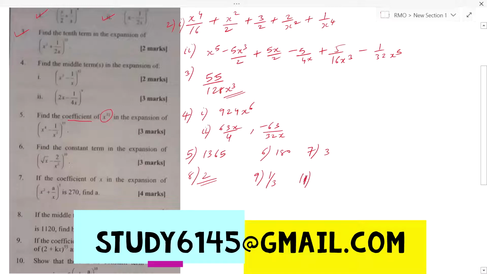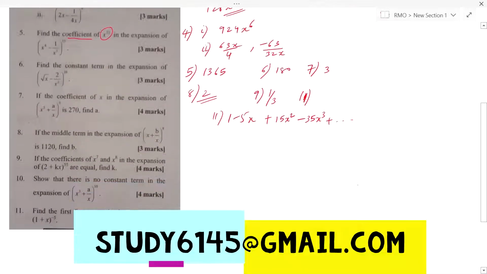11th: 1 minus 5x plus 15x square minus 35x cube. Correct. Perfect. So all the questions are done. Now let's start with the advanced one. One minute, I will give you the question.